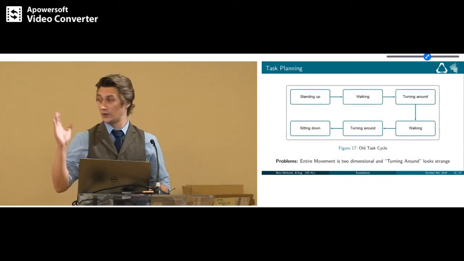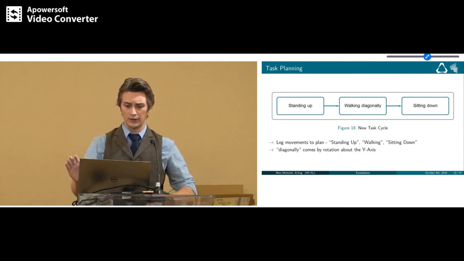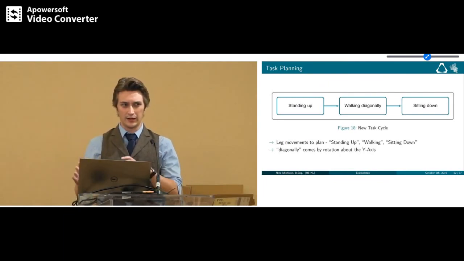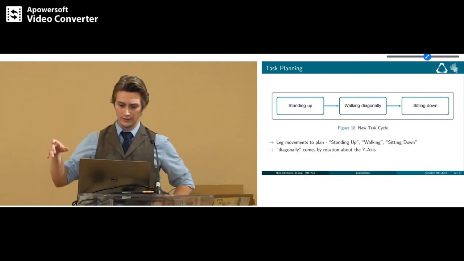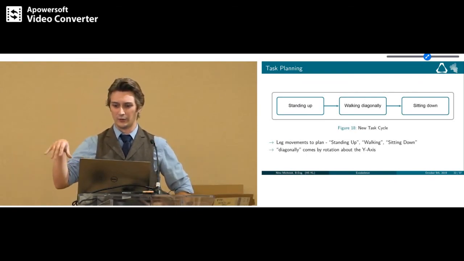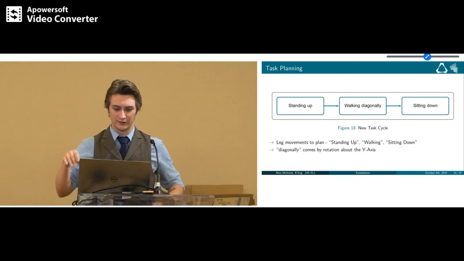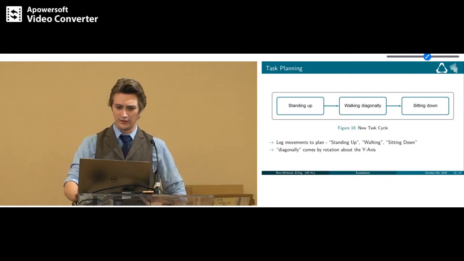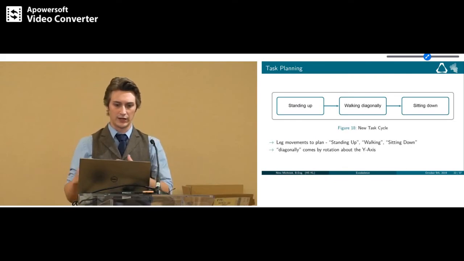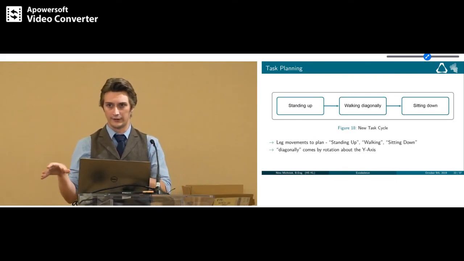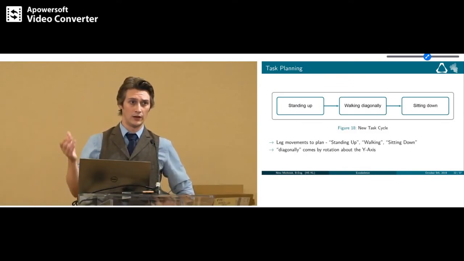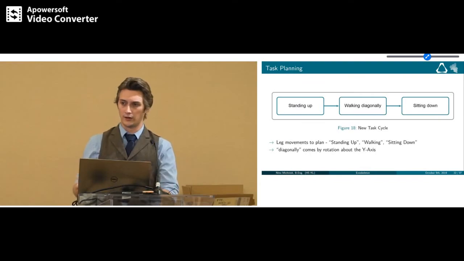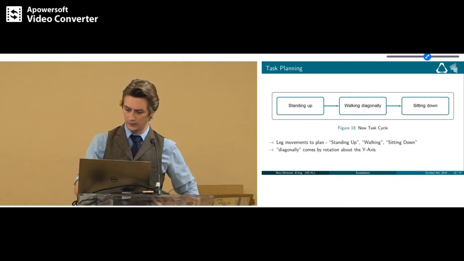To the task planning, this was the old task cycle, which I've already shown you. And I had the problem that the entire movement was two-dimensional, and he was always walking on a straight line, as you've already seen. And the entire turning around part looked really strange to me, because of the stepping up and downward on this point. So I decided to change that a little to standing up, walking diagonally across the floor, and sitting down at the other corner of the room. So the leg movements I had to plan were simply standing up, walking, and sitting down. And the diagonal part again comes from an external rotation about the y-axis of the entire system.